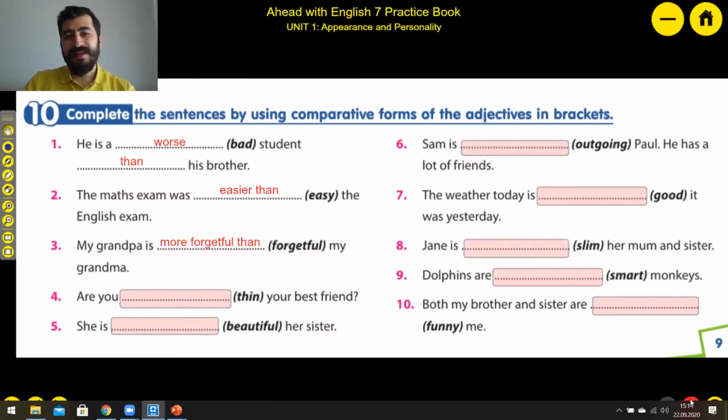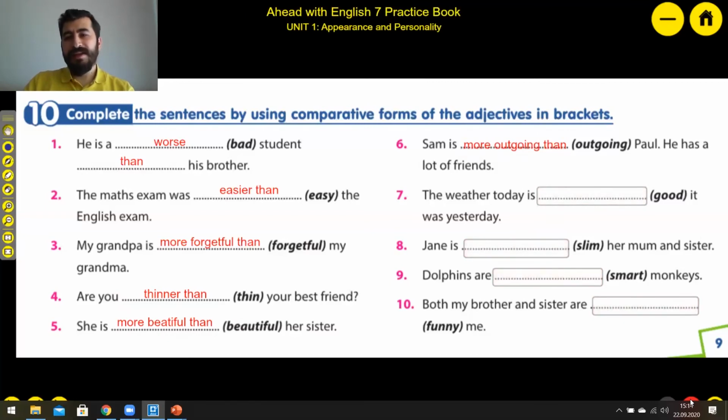Are you thinner than your best friend? We compare you with your best friend with thin. Thin is a short adjective, so we use thinner. Are you thinner than her? She is beautiful, so we use: she is more beautiful than her sister. Sam is outgoing. It's easy now. Outgoing is a long adjective, so Sam is more outgoing than Paul.